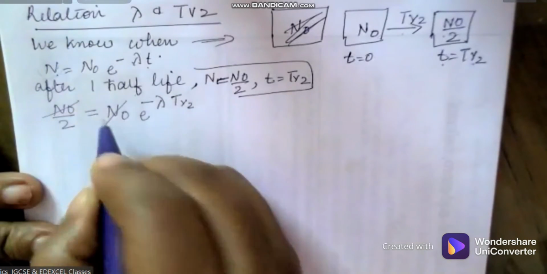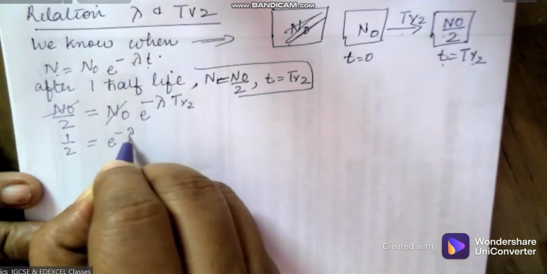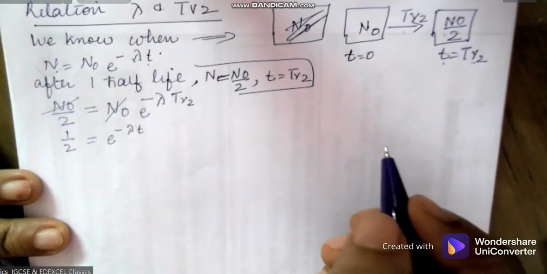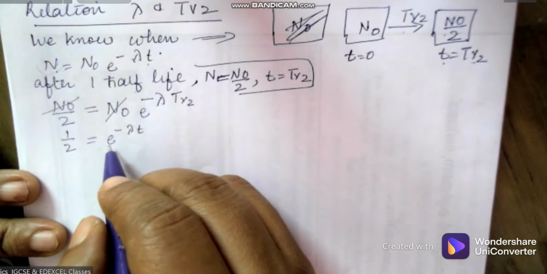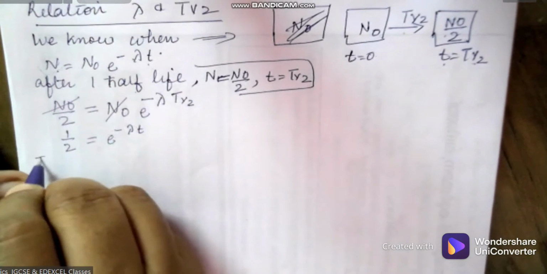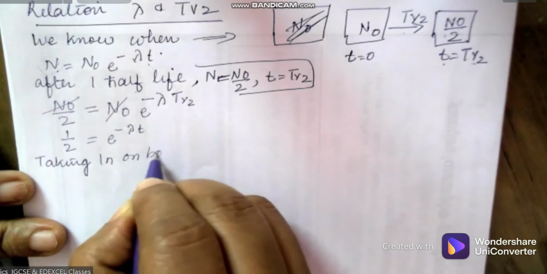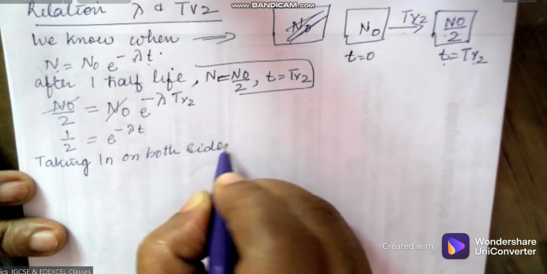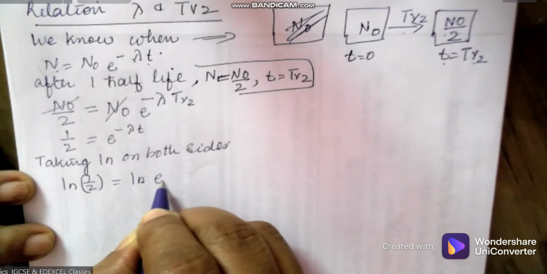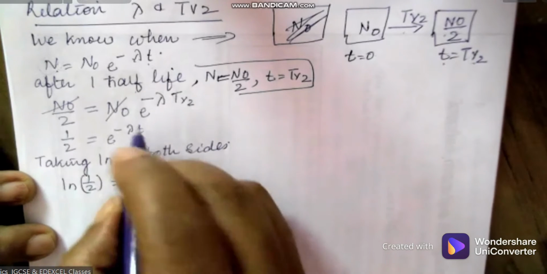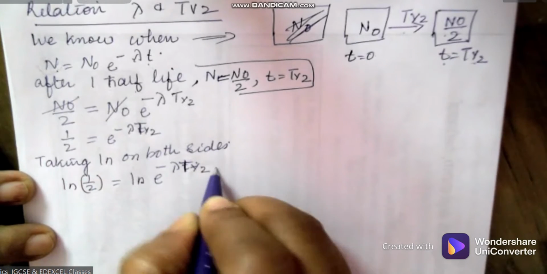Now what can we do? You can cancel n naught. What do you get? Half is equal to e to the power negative lambda t half. Now what do we want to do? We have to remove this exponent. We know that natural log and e are opposite. So what do we do? Taking natural log on both sides. Ln half is equal to ln e to the power negative lambda t. Now, t will be t half. Okay.